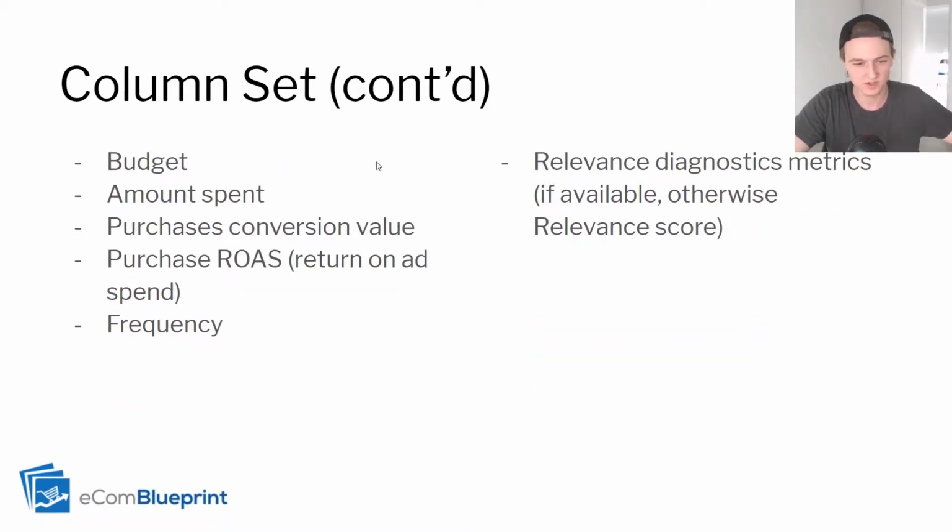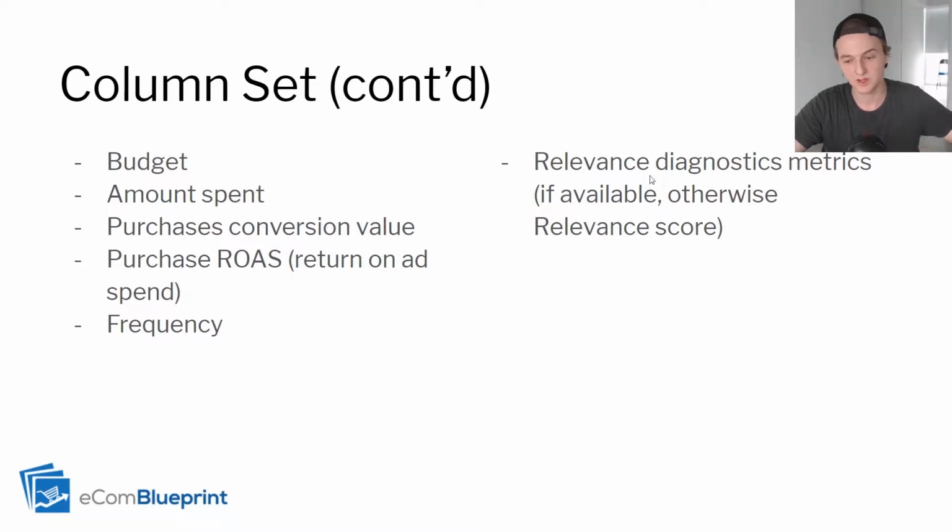Now, I'm just continuing this column set. There's a few more things. You want to put the budget, right? You want to see how much the budget is for that campaign or ad. The amount spent so far, purchase conversion value. So you spent this much, it brought back this much in sales. I like putting these two next to each other. And then the return on ad spend, right? Just purchase conversion value over amount spent. So the ROAS, and then frequency. This is also useful to see, what the frequency is if you're using up your audiences really fast and so on. So frequency is a great one.